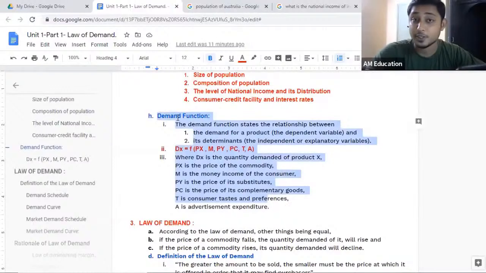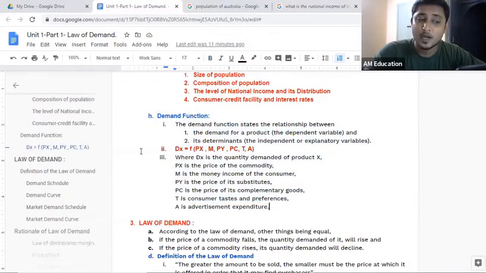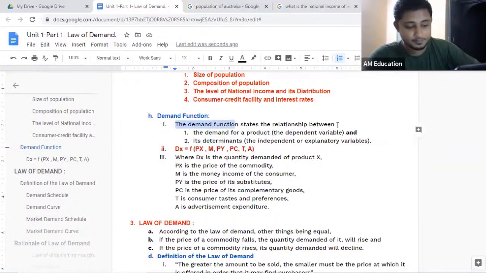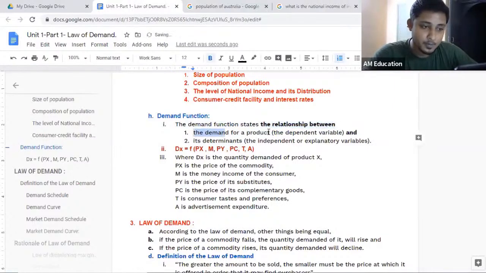What is this demand function? The demand function states the relationship between the demand for a product and its determinants. So what is the demand function? It is the relationship between the demand for the product and its determinants.